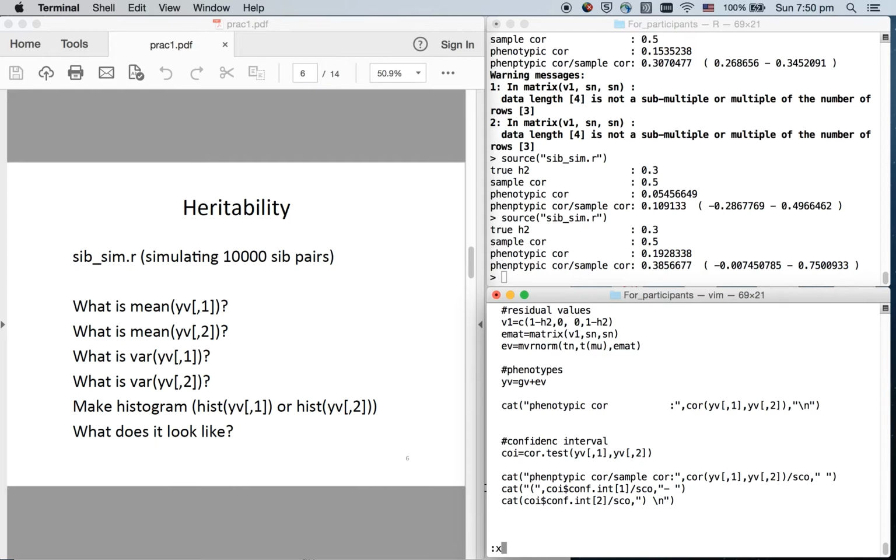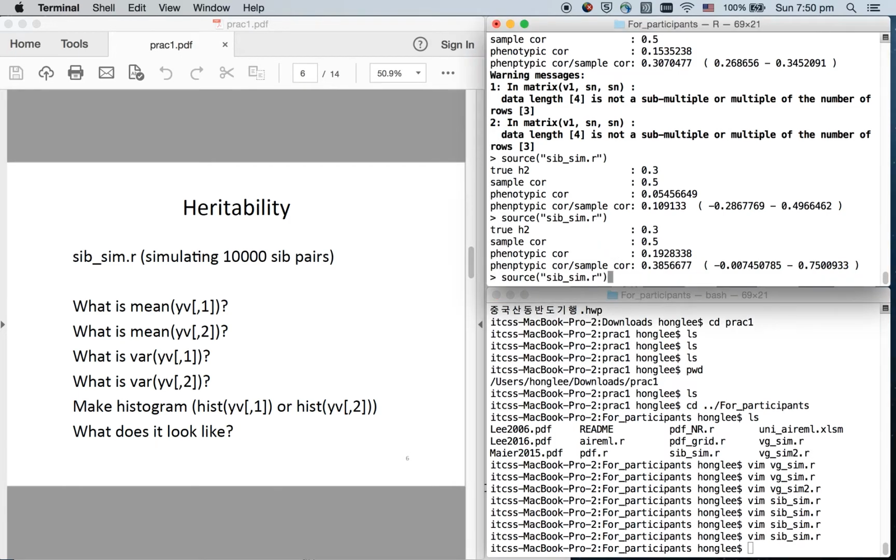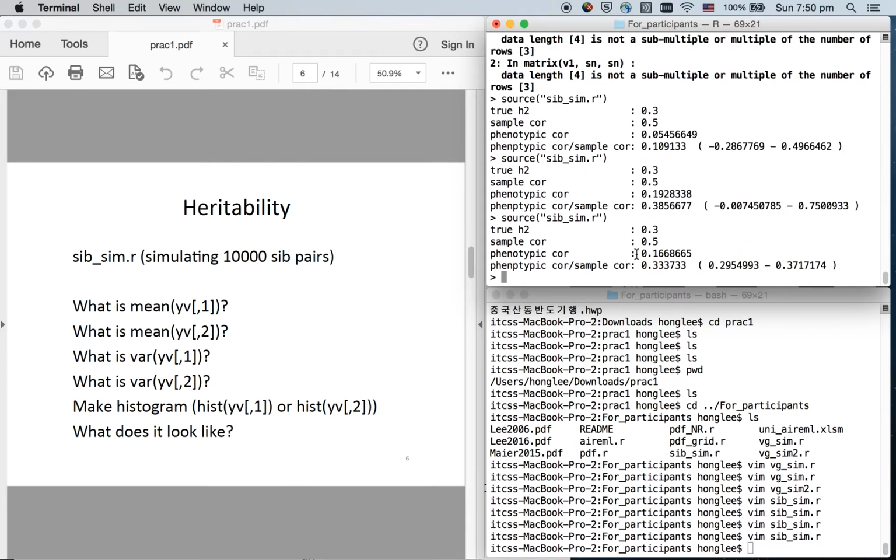We can try this code: give source and give the name, then try. As we simulated, the true heritability is 0.3, and the sample correlation, because we designed it as full sibs or DZ twins, is 0.5. The phenotypic correlation from the simulation between Y1 and Y2 is 0.166, and this divided by the sample correlation is 0.333. So this is the estimated heritability from this design, right?